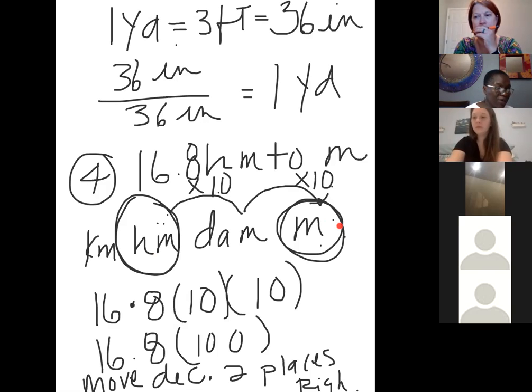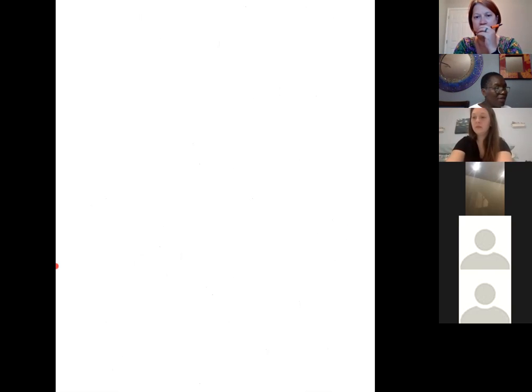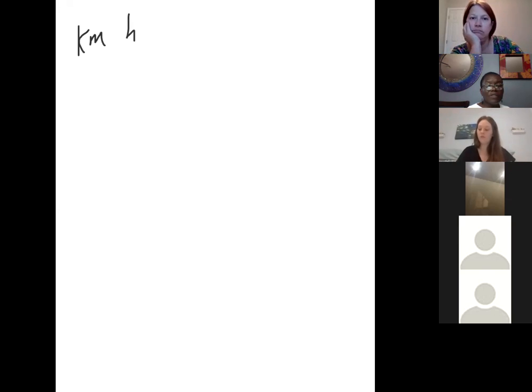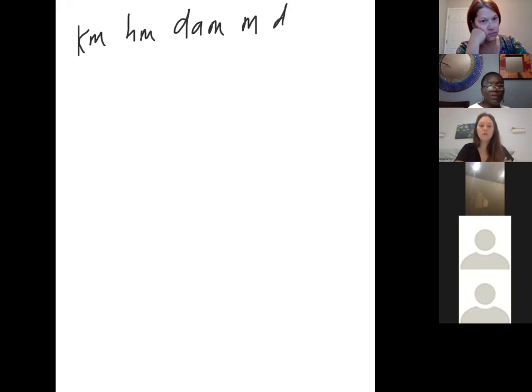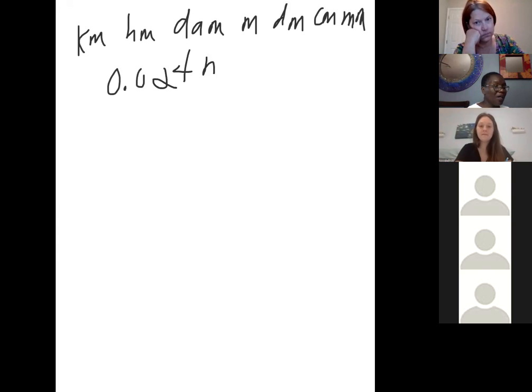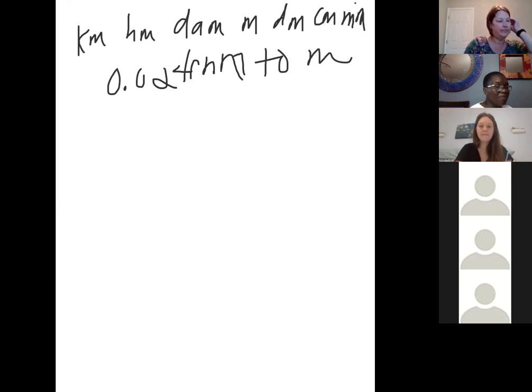Now, here comes the next question, very similar to this one. Let me just quickly copy down the chart. I'm copying the chart from the screen here: DAM, and then meters, decimeters, centimeters, and millimeters. This one they want us to convert 0.024 millimeters, that's mm, guys, to meters. So we are going from millimeters to meters.